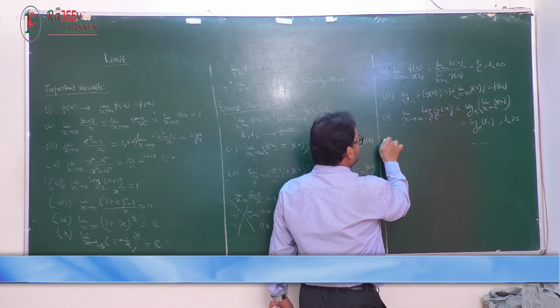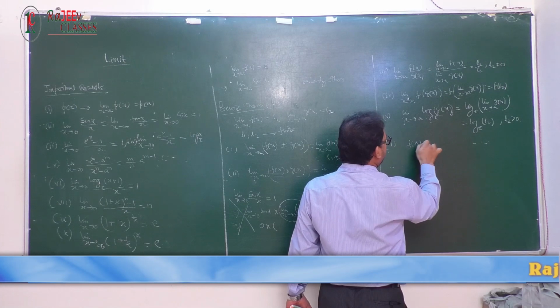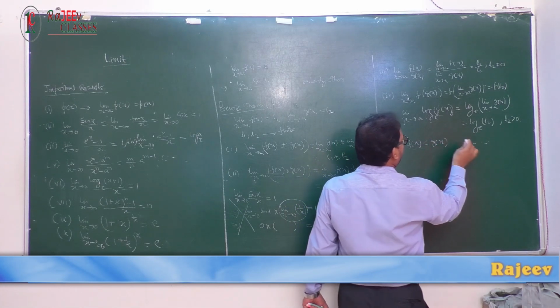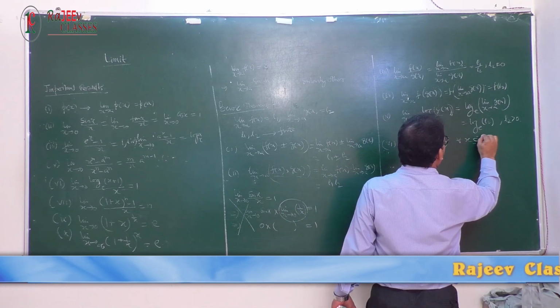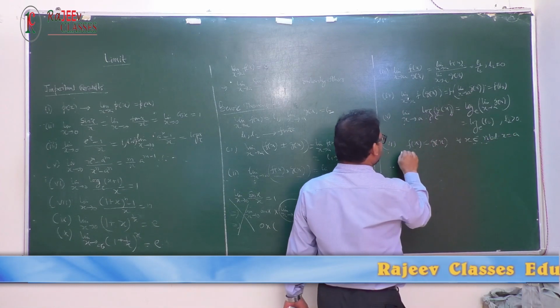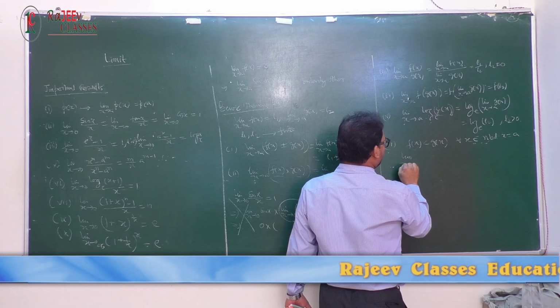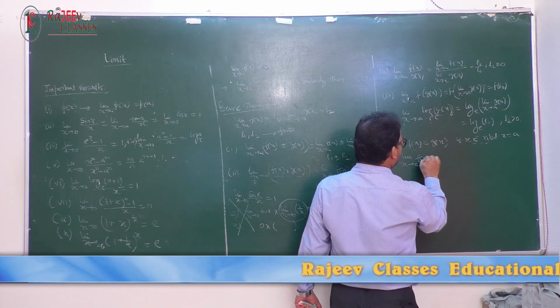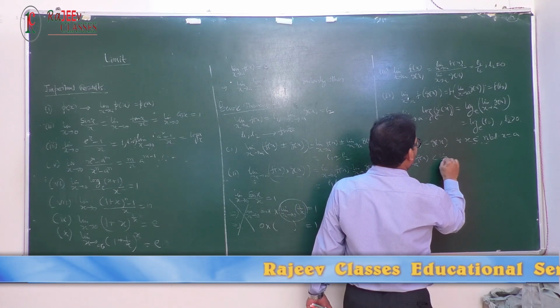Now the 6th case: f(x) is less than g(x) for all x belonging to the neighborhood of the point x equal to a. Then in that situation the limit as x tends to a of f(x) is less than or equal to the limit as x tends to a of g(x).